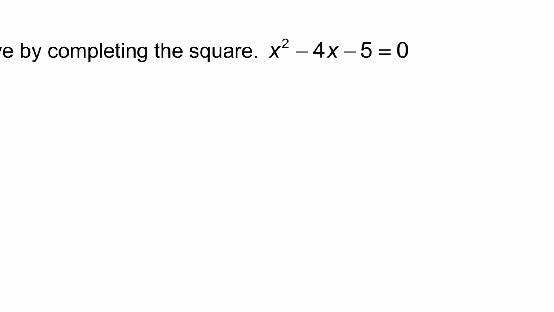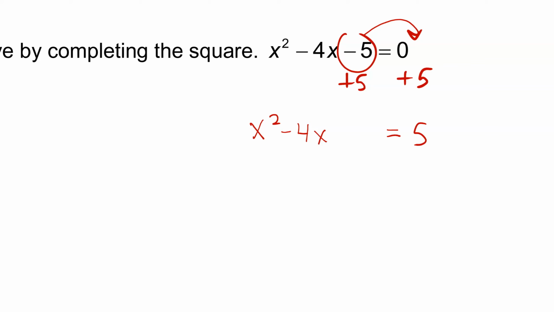First thing you do is move this to the other side. So I'm going to add 5 on both sides. Now I have x squared minus 4x equals 5. If I want to solve using completing the square, I want to know what number I have to add on both sides so that the left side will be a perfect square trinomial.